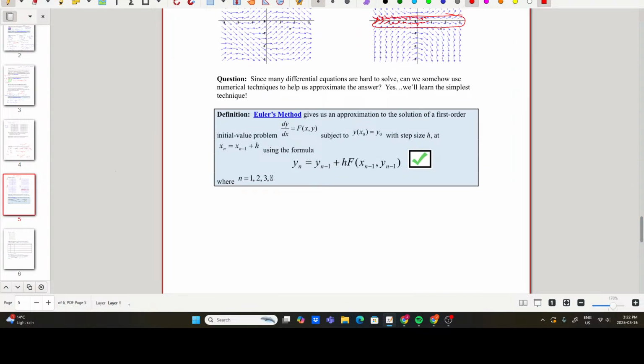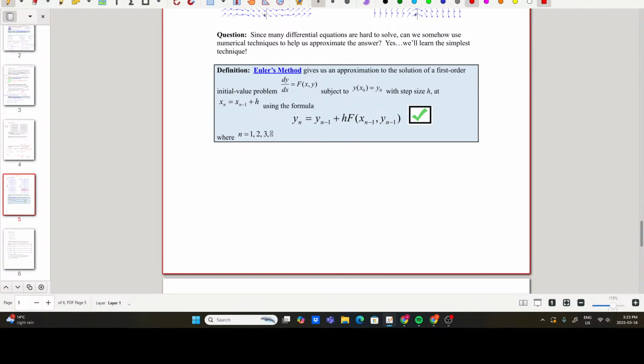So, since many differential equations are hard to solve, can we somehow use numerical techniques to help us approximate the answers? We'll learn the simplest technique, Euler's method. This is a numerical technique to approximate answers for differential equations. So, to approximate answers for differential equations, use Euler's method.